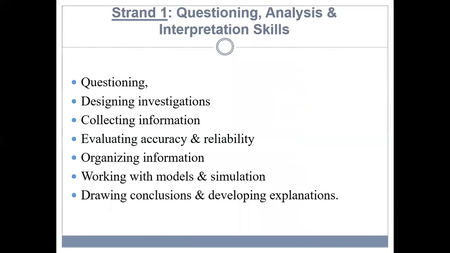Questioning, analysis, and interpretation skills. This is broken into a couple buckets that should look pretty familiar if you've dug into any of the national science standards or the Colorado academic standards. You're going to see a lot of these bullets in other places with slightly different language, but a lot of overlaps. These are all skills that help us investigate, help us question, help us look at information, things that help us understand the content that we get to in strand 2.